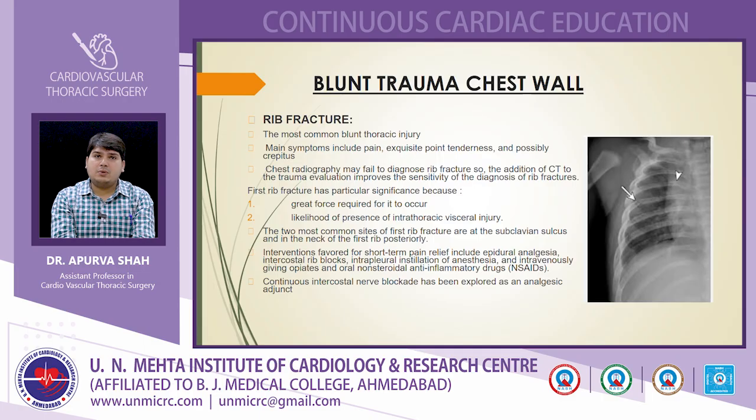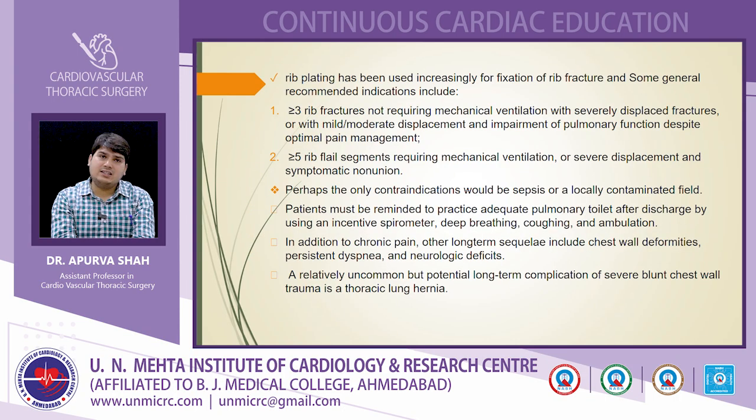Rib fracture has particular significance because of the great force required for it to occur, raising the likelihood of intrathoracic visceral injury. The two most common sites of first rib fracture are the subclavian sulcus and the neck, for the first rib posteriorly. Options favored for short-term pain relief include epidural analgesia, intercostal rib blocks, intrapleural instillation of anesthesia, intravenous opiates, and oral non-steroidal anti-inflammatory drugs. Continuous intercostal nerve blockade has been explored as an analgesic adjunct.